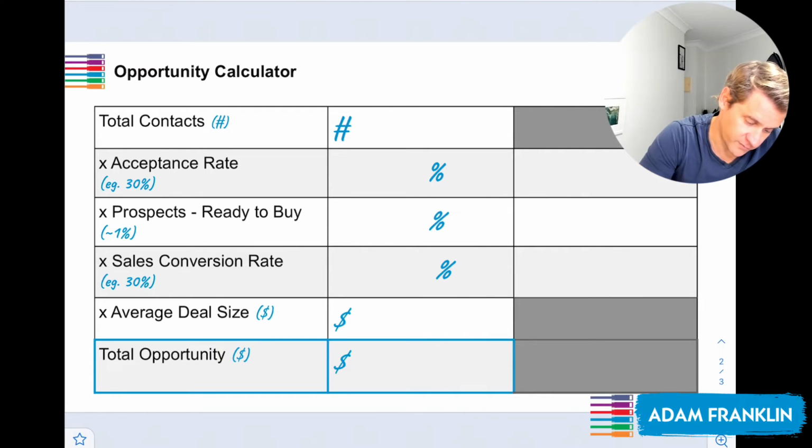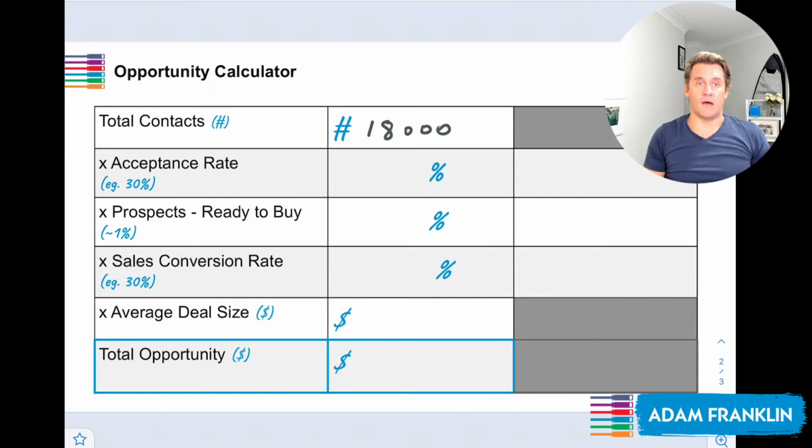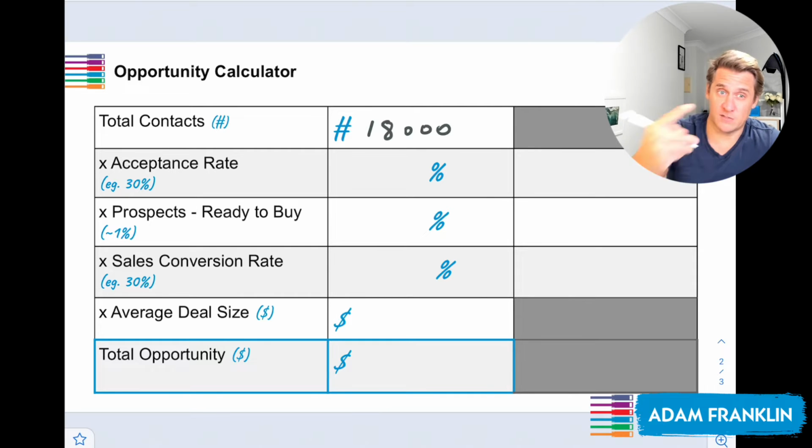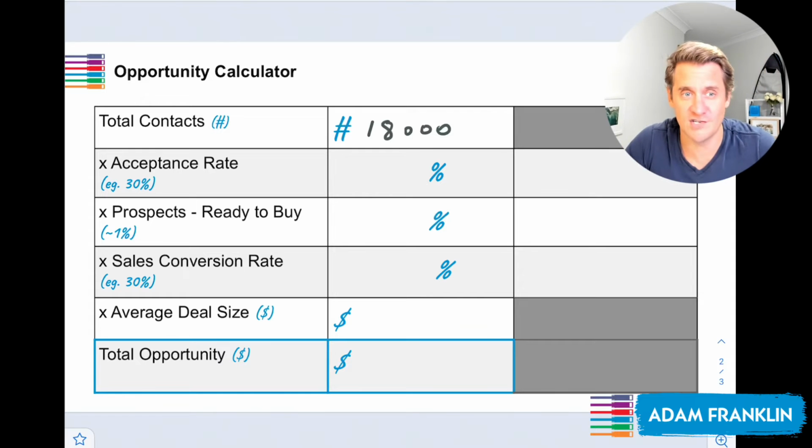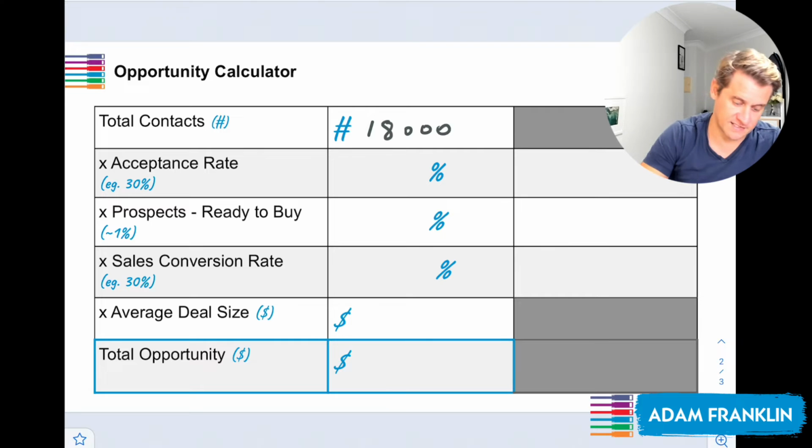All right, so let's run with 18,000 contacts. Now, we need to gradually whittle this down to see what's a realistic likely number of clients you can get from here. So 18,000 contacts, then you need to consider that we need to actually connect with these people first. When we send a connection request message, and I'll share with you all the scripts in another lesson, we can expect typically about a 30% acceptance rate.